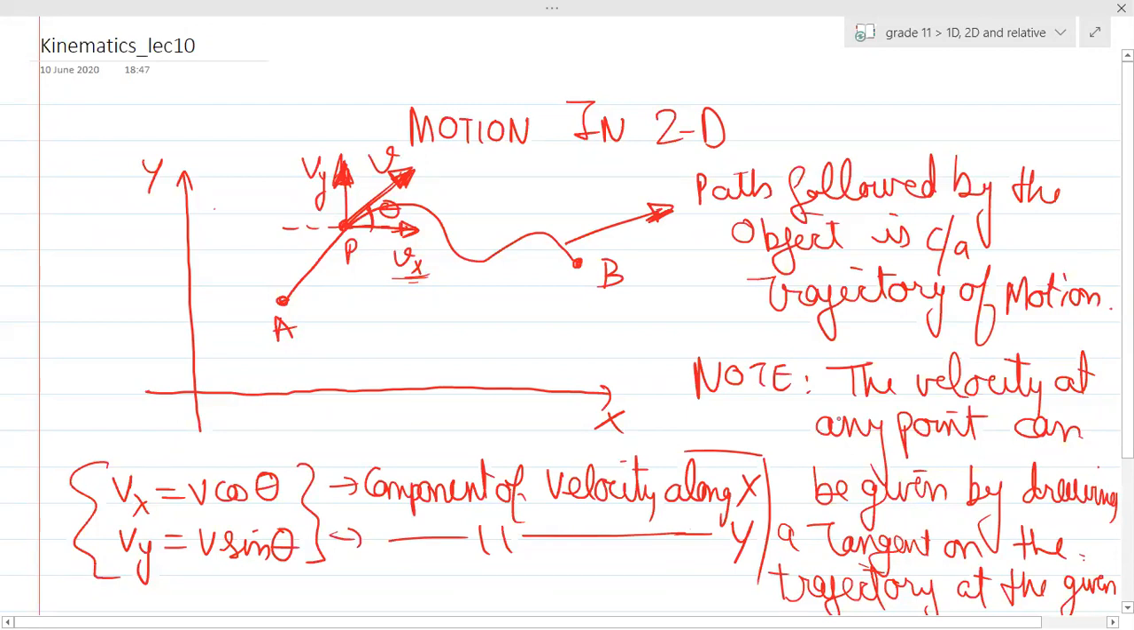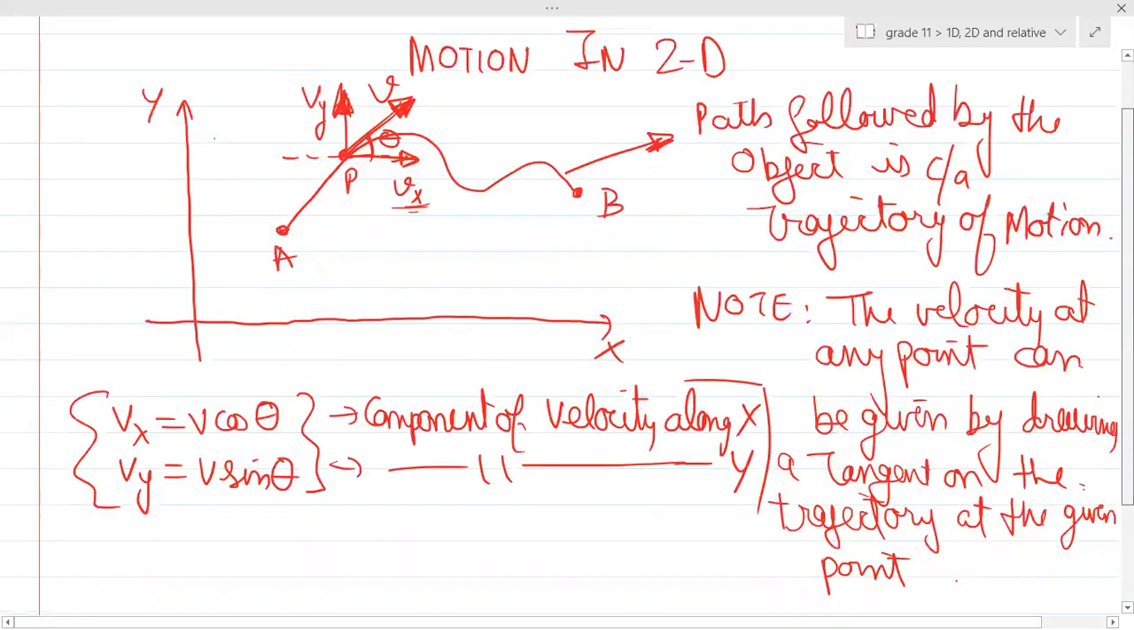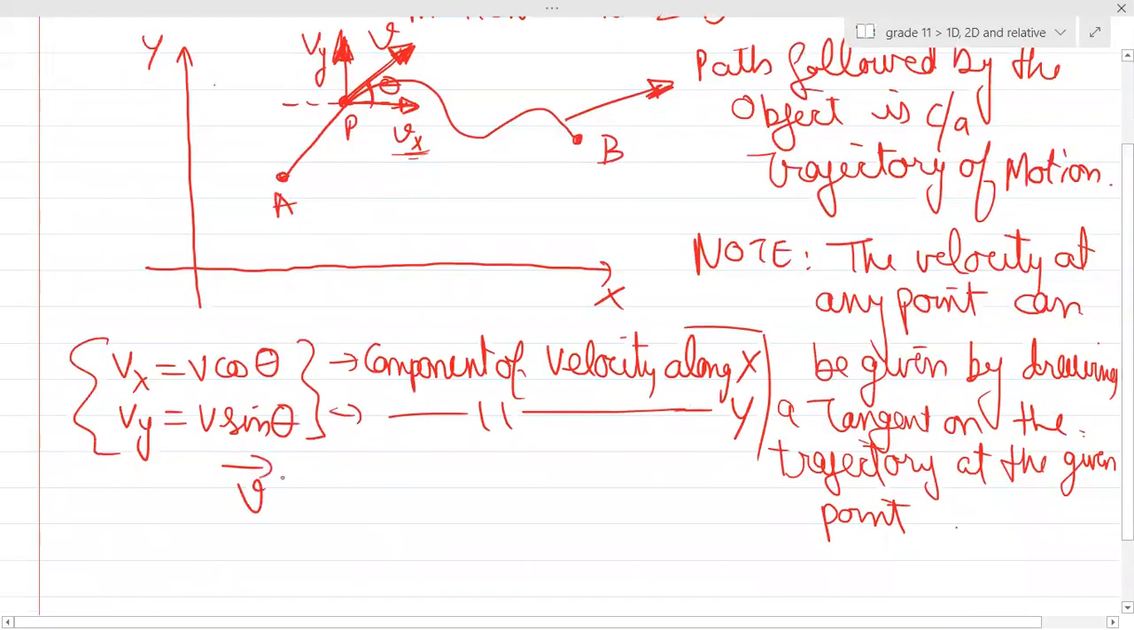I cap, J cap, and all that. Vx is along I cap and Vy is along J cap. So I can write the velocity vector at any point as Vx I cap plus Vy J cap.